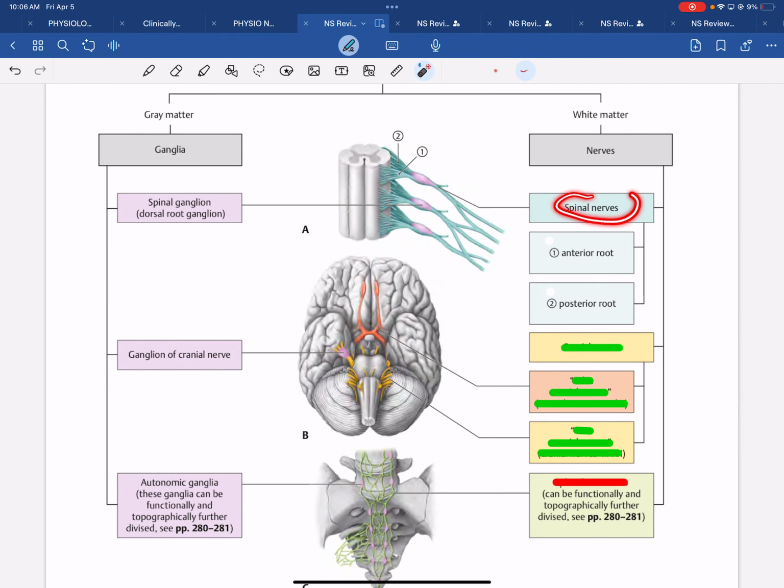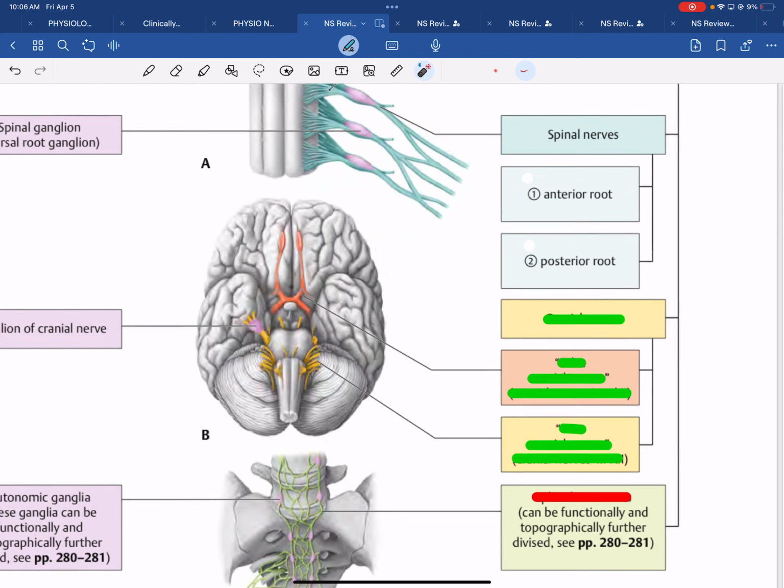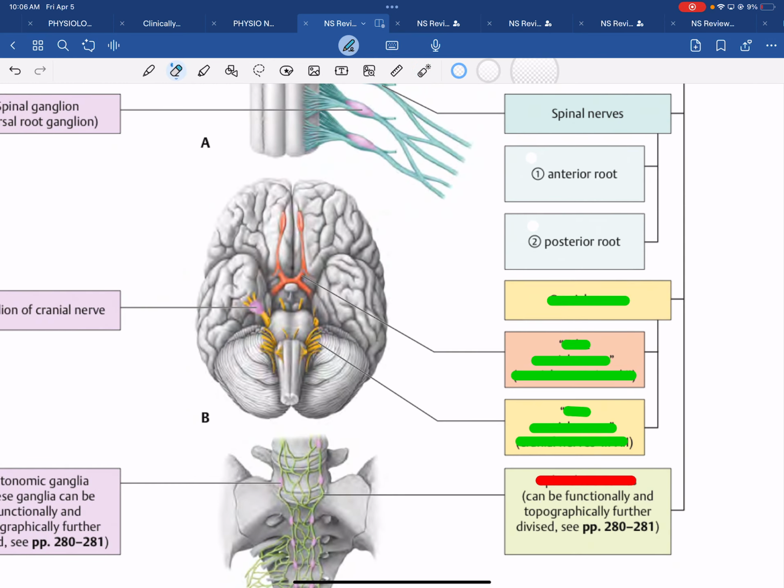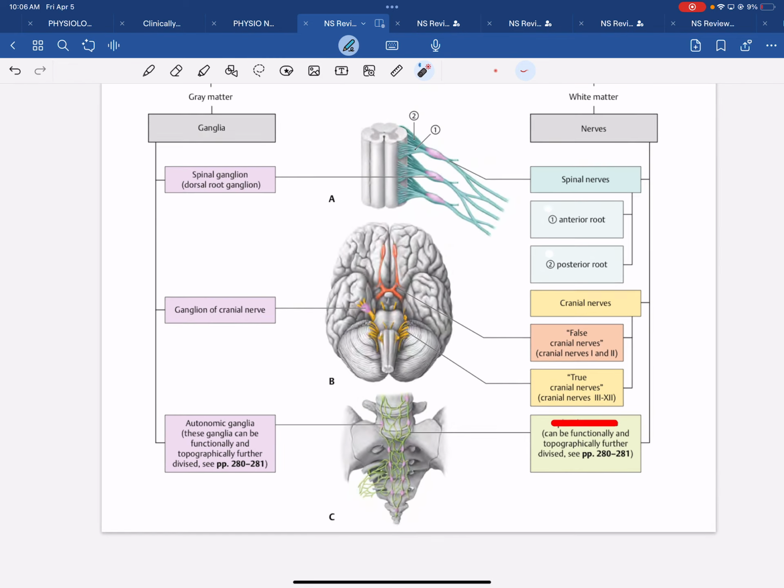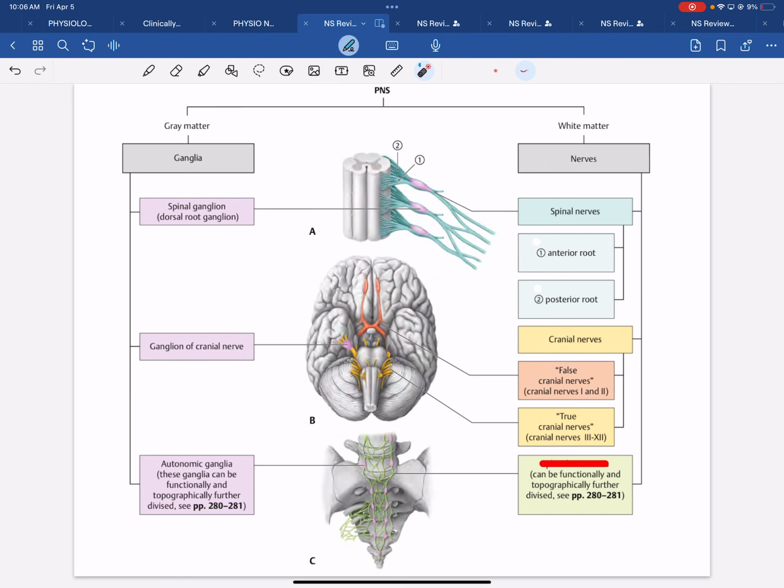So these are like spinal nerves, right? But then there's also cranial nerves. How many cranial nerves are there? 12. Good. What did they say here? Oh yeah, they said we won't talk about this. Well, maybe your instructor will, but we won't right now. Okay, good.